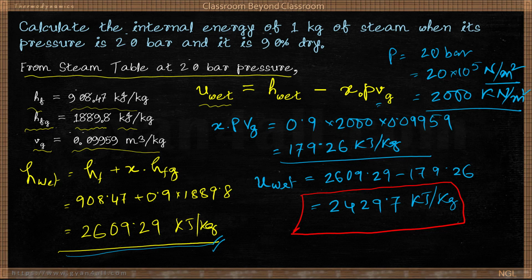So from this problem we can also understand that out of the total heat of the steam, a part is used to do the external work, PV work, which in this case is 179.26 kilojoule per kg, and the rest is used to increase the internal energy of the steam. So a very small fraction of heat is used for doing external PV work.